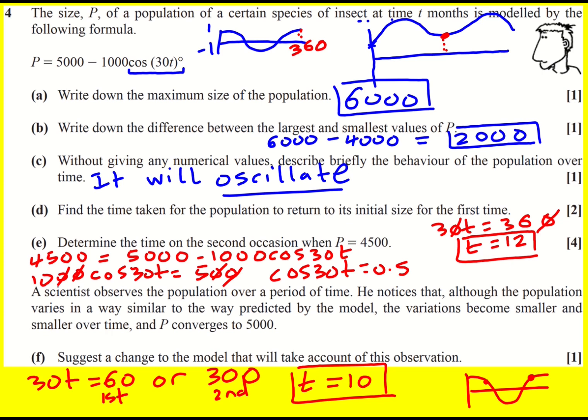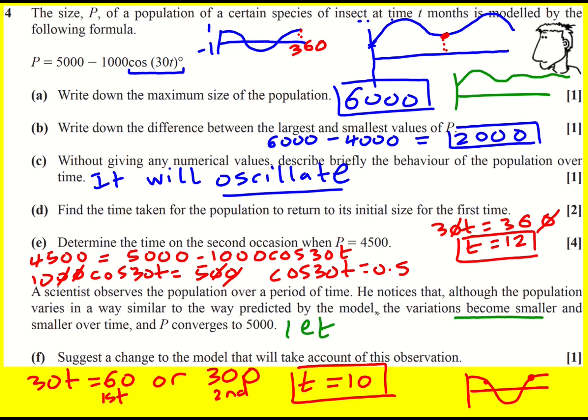And finally, a scientist observes the population, notices although it varies in a way similar to the model, the variations become smaller over time and converge to 5,000. So what this means is it's going to go up and down, but it's going to get less and less. Eventually it will look like that. So how can we change the model to take into account this population?